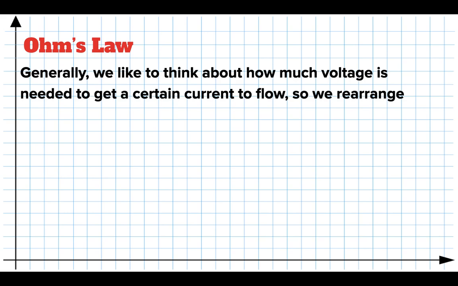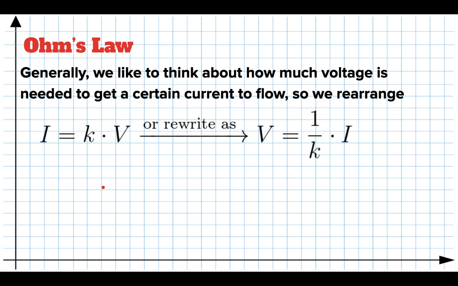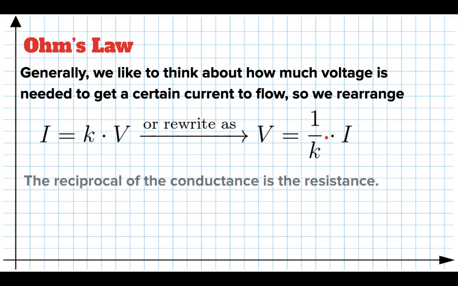Generally, we like to think about how much voltage you would need to get a certain current to flow. So if you knew your current that you needed in a circuit, and you knew the conductance, how much voltage would you need? Well, if you solve this for voltage V, you've got to multiply both sides by 1 over k, or divide both sides by k, and you would get this. The voltage equals 1 over k times the current. All right? And so we call this 1 over k the resistance. So if k is big, if the conductivity is big, the resistance is small.